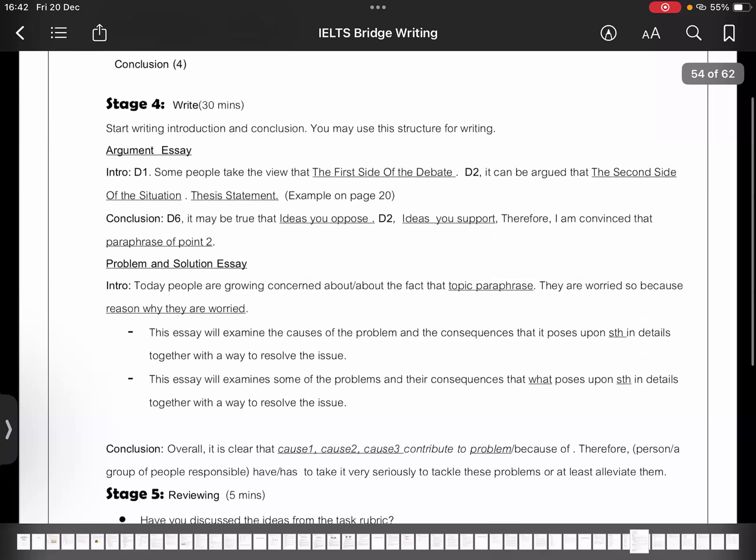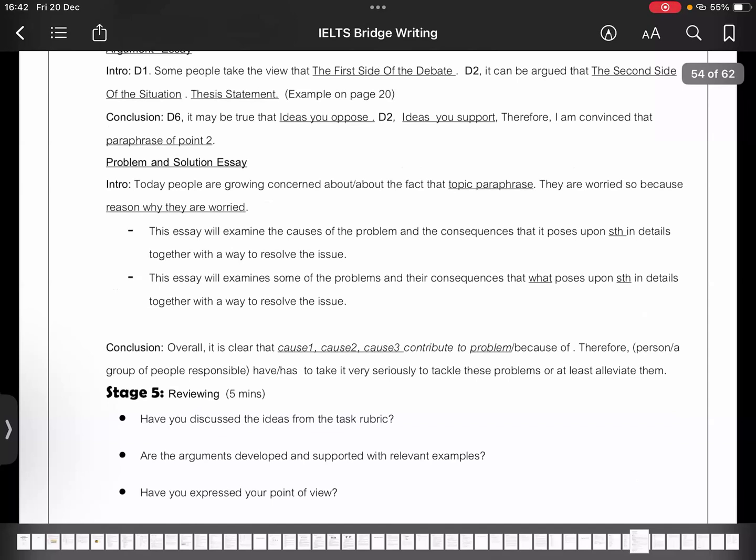Okay. From the solutions, pretty much the same. You can also look at the model answer just to get a sense of what you have to do. You can follow the model answer, use the model answers as your guideline.